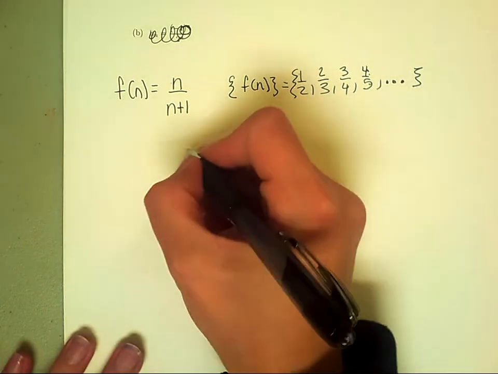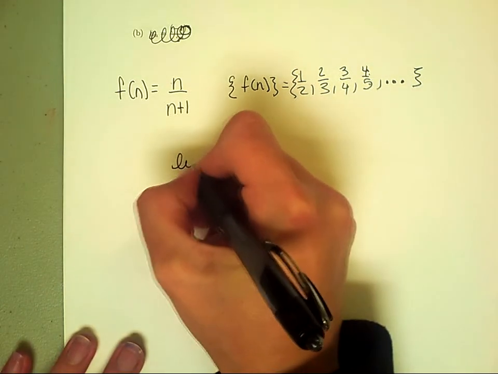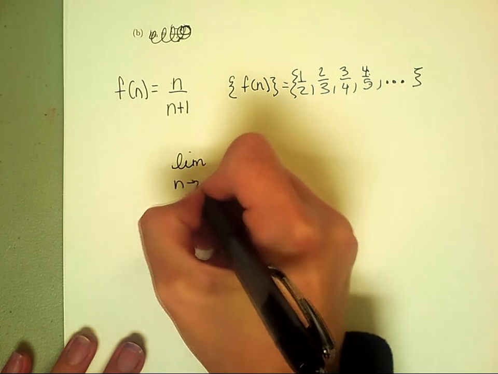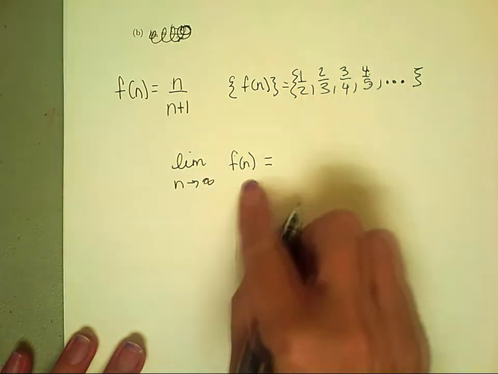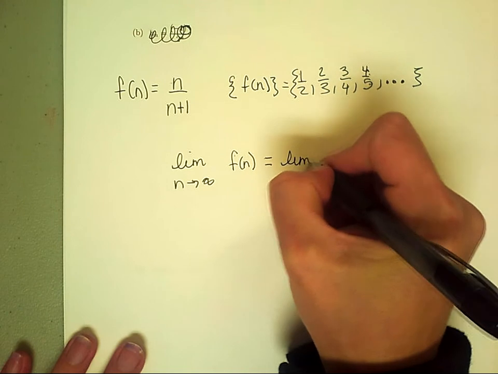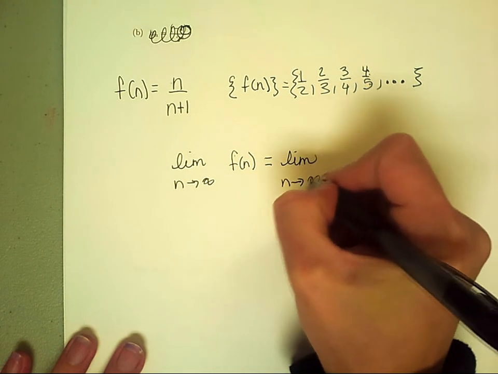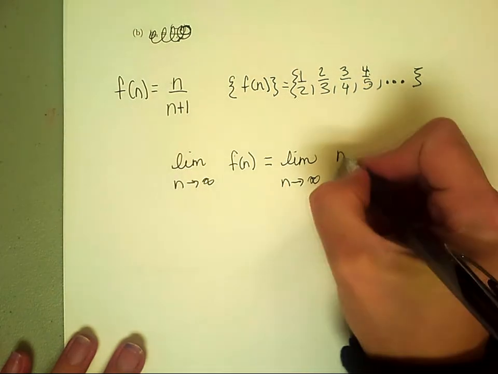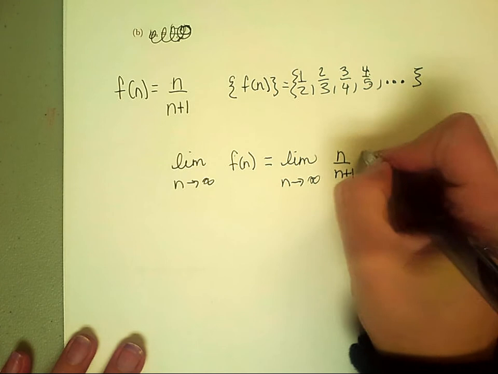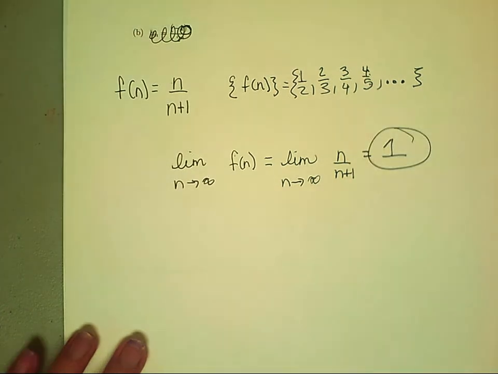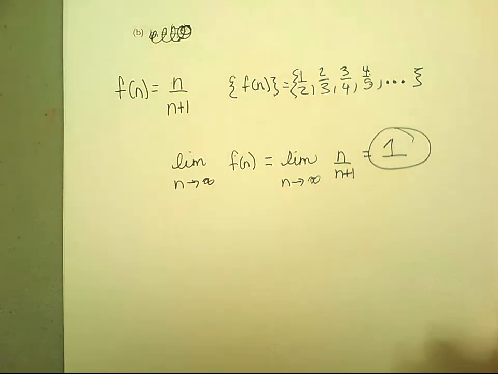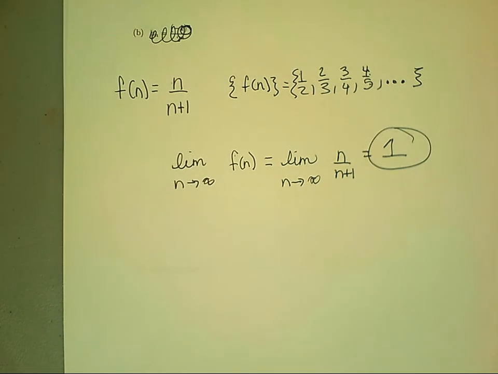Thus, this is a convergent sequence, and so we can write the limit as n goes to infinity of f of n. Or we could write it explicitly. We could write the limit as n goes to infinity of, not f of n, but we could just say n over n plus 1, is equal to this L, our limit, which is 1.